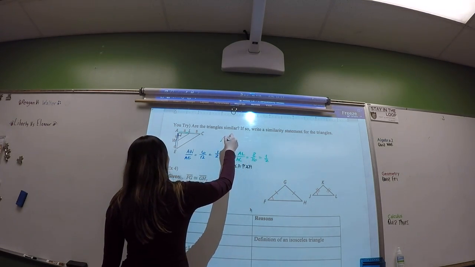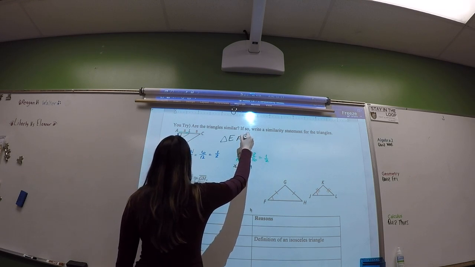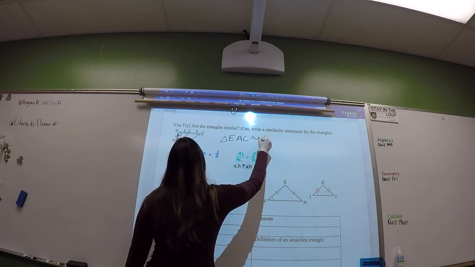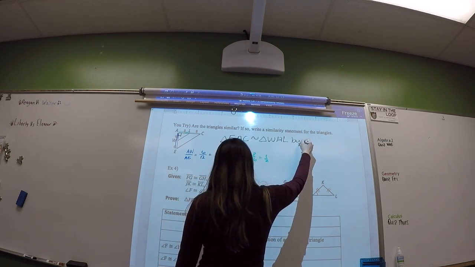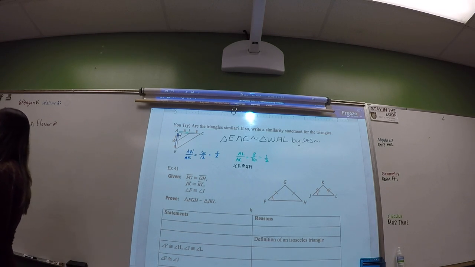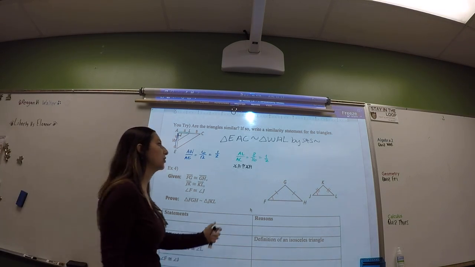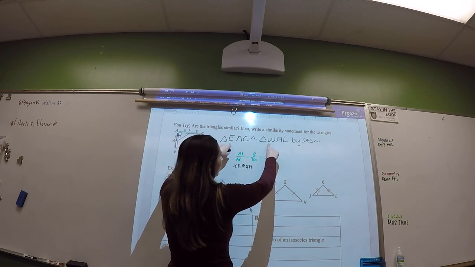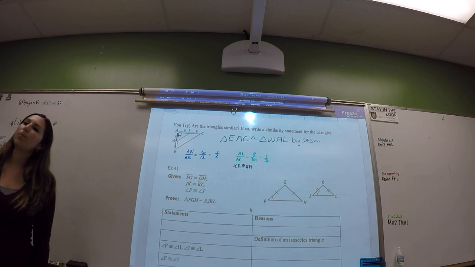So we know that triangle EAC is similar to triangle WAL by side-angle-side similarity. If your letters are in a different order, that's fine. You just want to make sure that the appropriate corresponding letters are set up that way. So you want to make sure E and W are corresponding, A and A are corresponding, and C and L are corresponding. That's pretty much it.